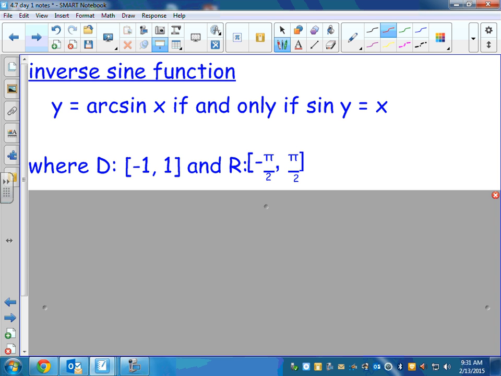So, if you see this, again, this is just saying that the x's and the y's switch. Like, this is the original function, this is the arc sine. The domain is now -1 to 1. The range is negative pi halves to pi halves. That's what we're going to have to memorize at some point.